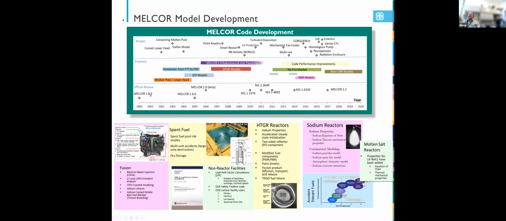185 is a start. It's showing here as an official release. Then you can see the number of model developments being developed into MELCOR, from a curved lower head for better simulation, a convective molten pool, point kinetics, and the smart restart. Hydrogen production: this is the cogeneration, for looking at cogeneration of hydrogen.